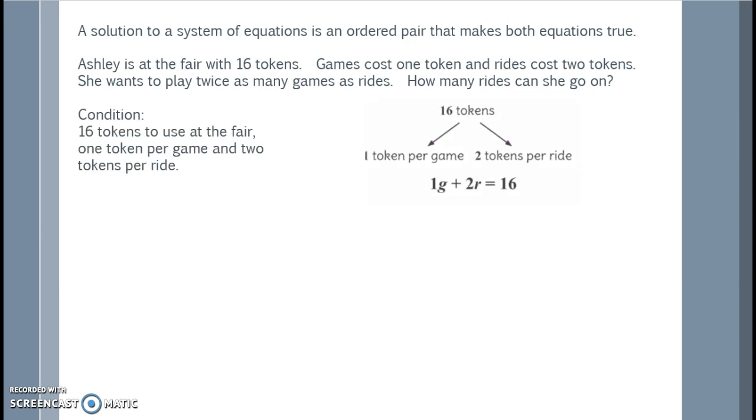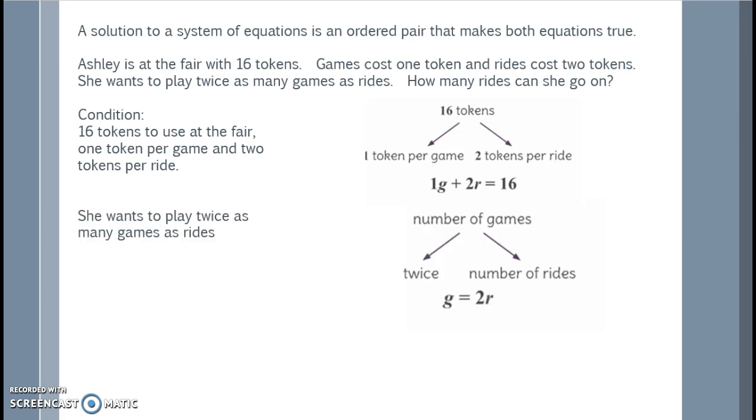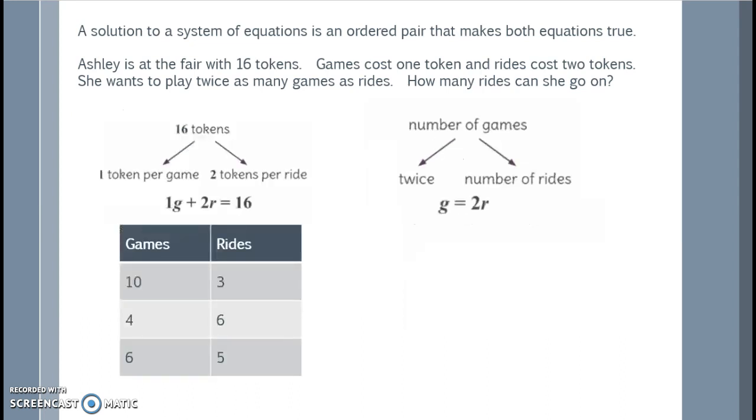So there's a couple different conditions. The first condition is that it's 16 tokens to use at the fair, 1 for a game and 2 tokens per ride. So I'm going to split my 16 tokens into 2 places, 1 token per game and 2 tokens per ride, so that I create an equation of 1G representing games plus 2R for rides equals 16. The second condition is she wants to play twice as many games as rides. So the number of games is twice as many as the number of rides. So games equals 2 times R.